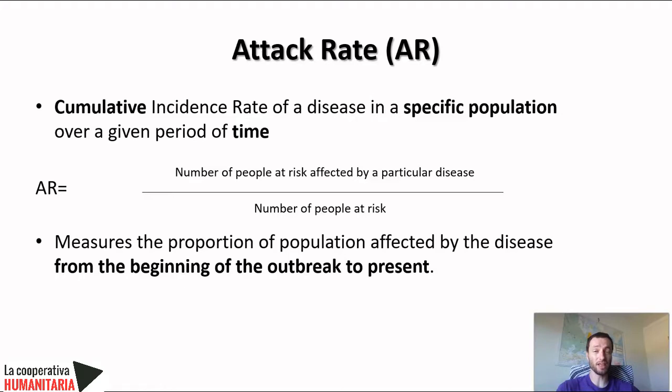So the total number of cases that we had, for example, in COVID, the attack rate would be from the beginning of the outbreak in a particular country to the moment we are, how many cases we had of COVID that now are cured, suffering still, dead, wherever. Total number of cases divided by the total population at risk, so total population in this case. It measures the proportion of population affected. So it's a sign of magnitude of the disease.